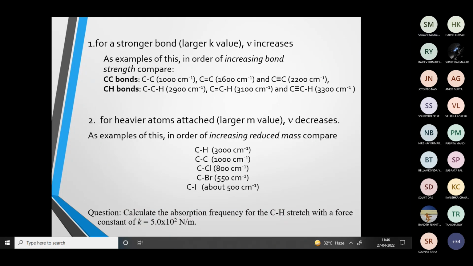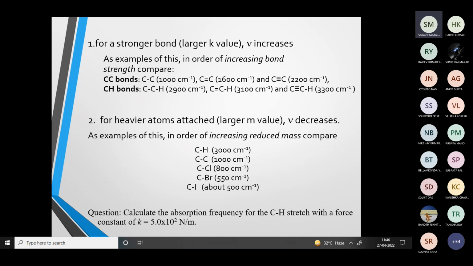Okay. Yes, sir. So for a stronger bond, the K value will be larger, no doubt. Stronger means the triple bond is stronger than the double bond, and the double bond is stronger than the single bond. So their corresponding mu will increase. As an example, let us compare the bond strength of single bond, double bond and triple bond.